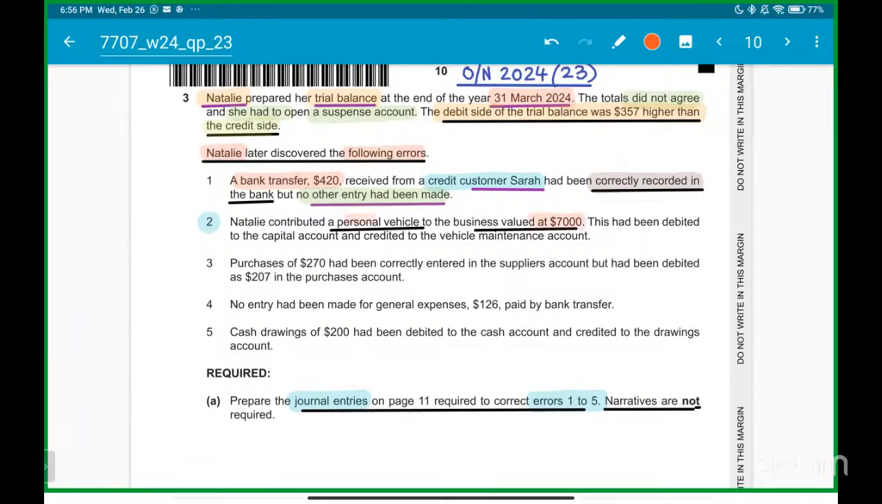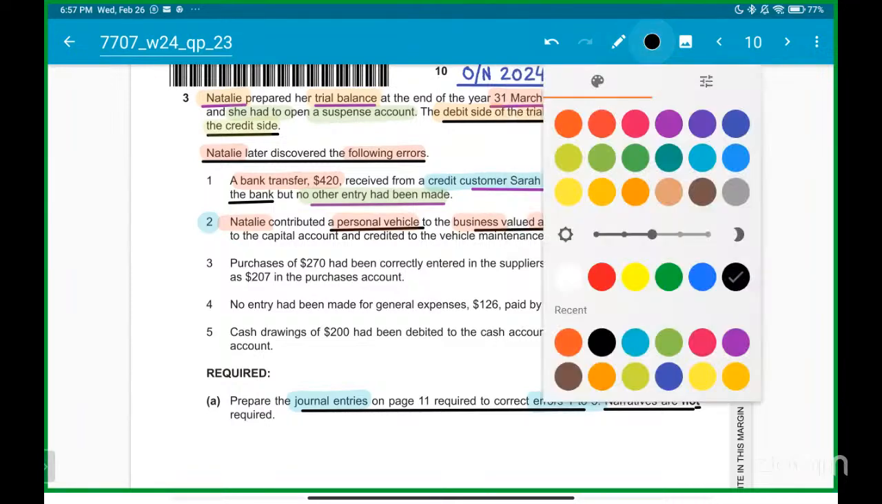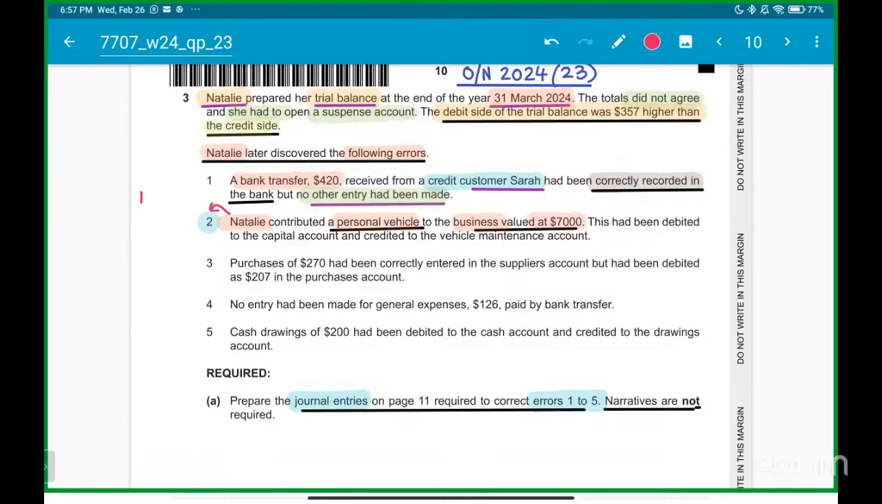Okay, so a personal vehicle she is bringing into the business. What this transaction means, the first thing you should understand, if you are the business owner, you are bringing your personal vehicle to the business, it means it's additional capital. Students need to first realize this. You have a personal car, you are bringing it to the business for business use. So that's bringing in additional capital.